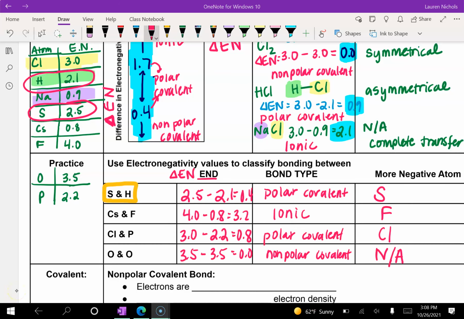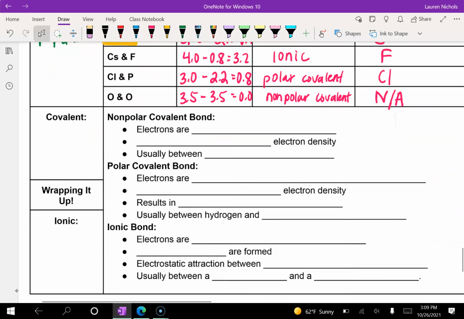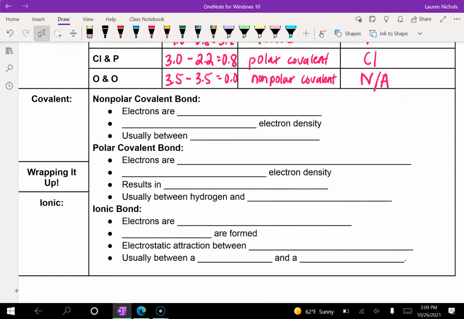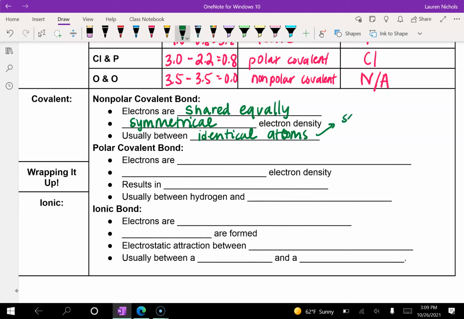Now that you've completed the work, you can check your answers here. And then we are going to wrap it up and summarize covalent, both nonpolar and polar, and ionic. So this is your summary, the things that you need to make sure you understand. With a nonpolar covalent bond, you need to remember that electrons are shared equally. This is because they have equal strengths, so that means they have symmetrical electron density. It's usually between identical atoms, which have the same electronegativity, and so the same strength. They're pulling on the electrons equally.